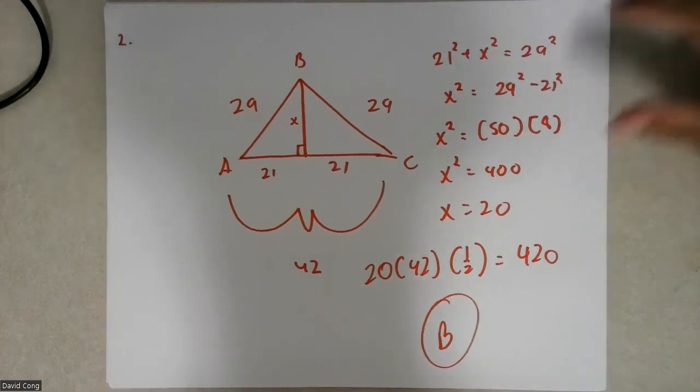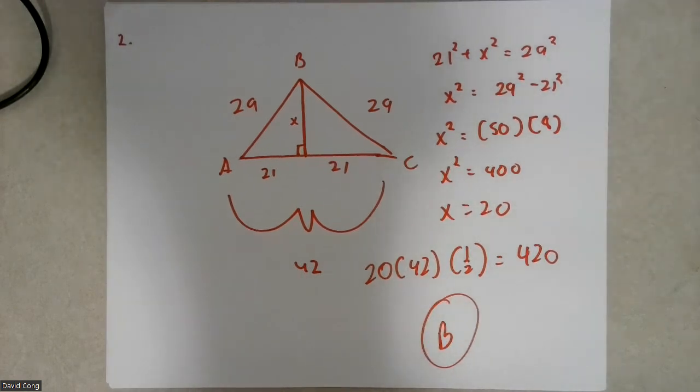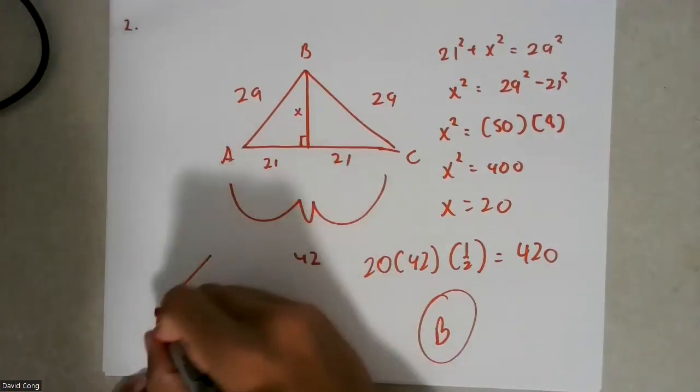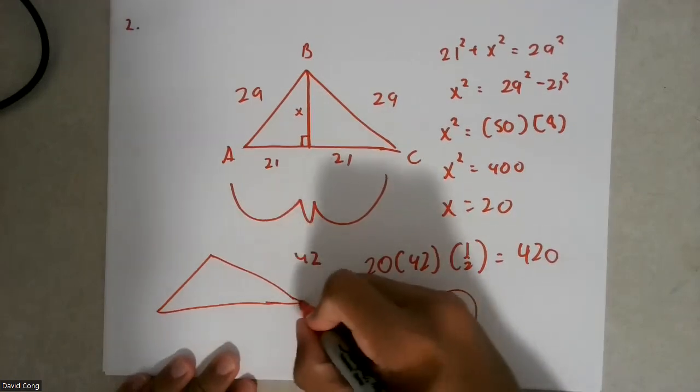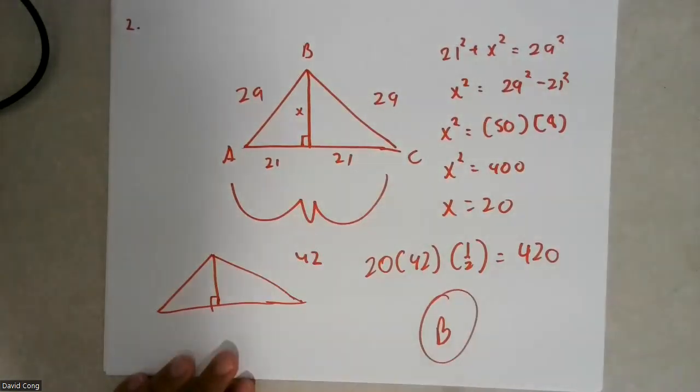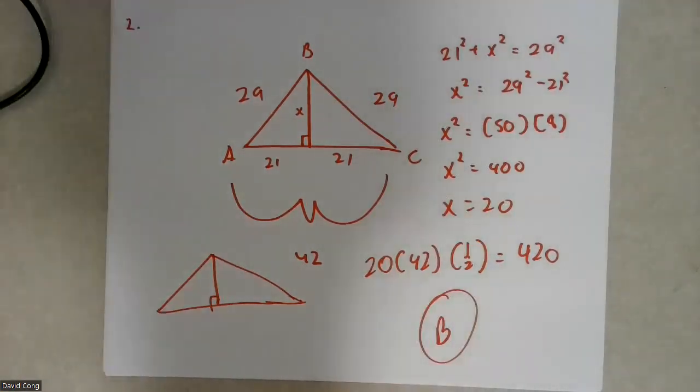Was that too fast? Or did you get it? All right, any questions? So this question is, you just got to remember, if you have an isosceles triangle, if you draw this line, these two triangles are always identical, and this is always a right angle. You need to know this tidbit of geometry if you want to be able to solve this question.